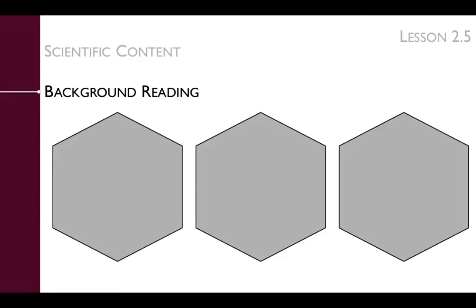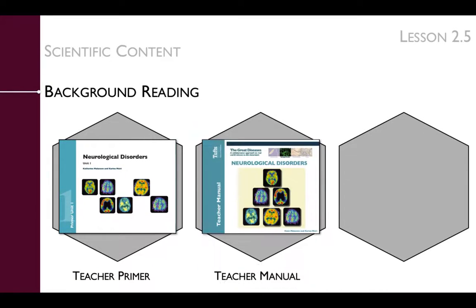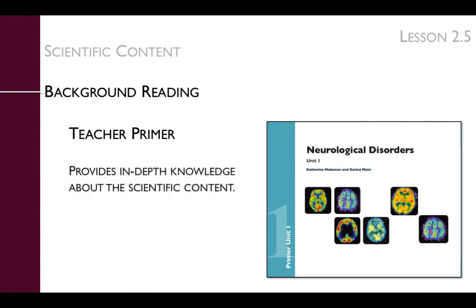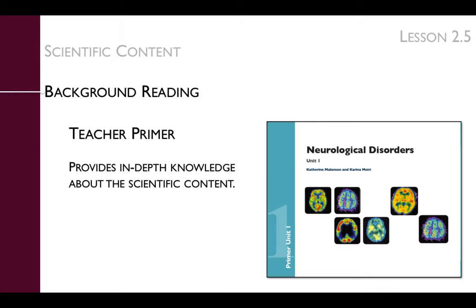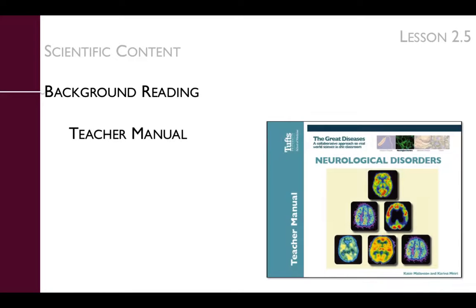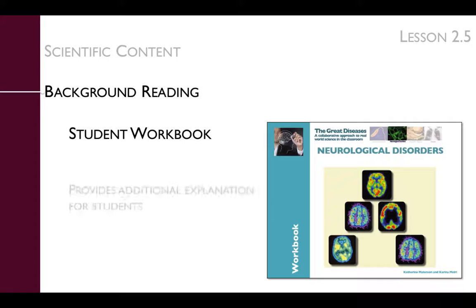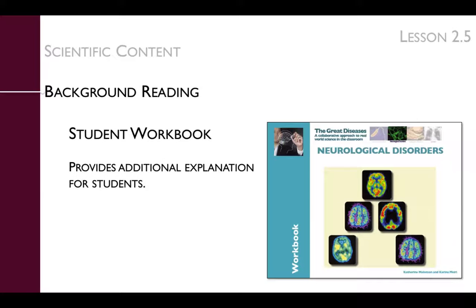You can review the scientific content in the background reading provided to you in the teacher primer, the teacher manual, and the student workbook. The teacher primer provides in-depth knowledge about the scientific content presented in the lesson. The teacher manual or lesson plan provides a minute-by-minute explanation of lesson structure, including instructions on how to manage the discussion and activity, and the student workbook provides additional explanation for students.